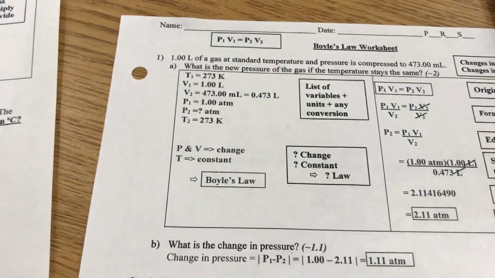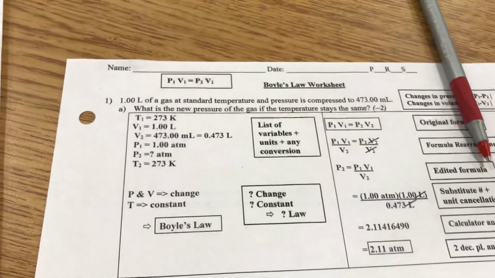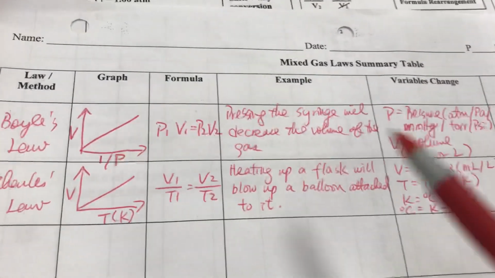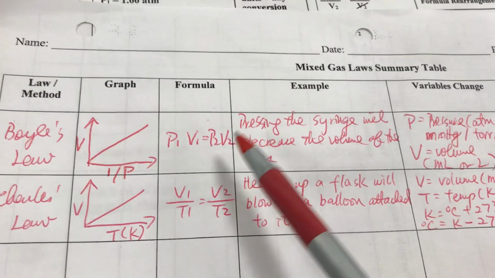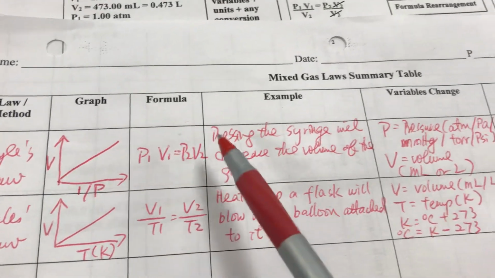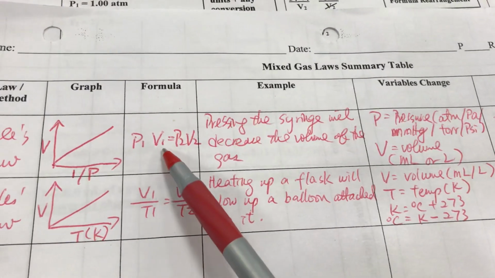So in this worksheet, I actually want to talk about Boyle's law. And Boyle's law, first of all, let me just go over the chart here. Now Boyle's law, the formula is P1 V1 equals P2 V2. So when you change the pressure, you're going to change the volume.